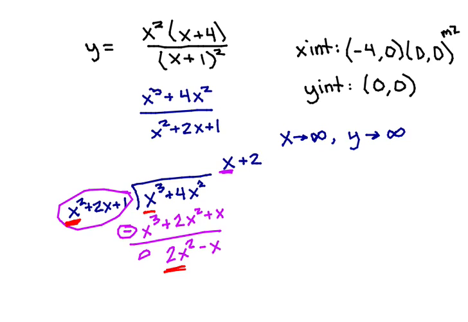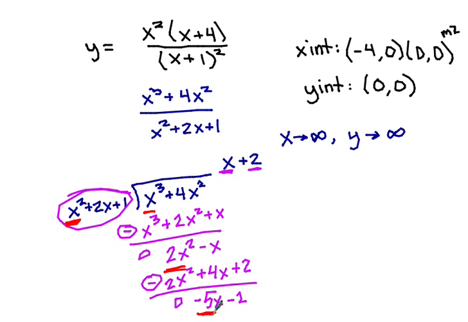And then we'll do the same thing. Multiply the 2 by the circle here, and then we'll end up with 2x squared plus 4x plus 2. We'll subtract it. We'll end up with 0, negative 5x, minus 2. Okay? And then we can repeat that step again. Does x squared go into negative 5x? No, it does not. So at that point, we're done.